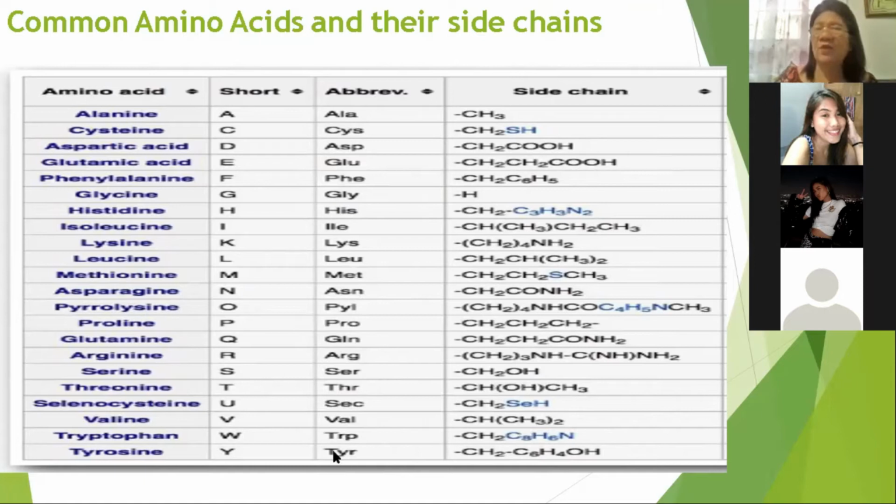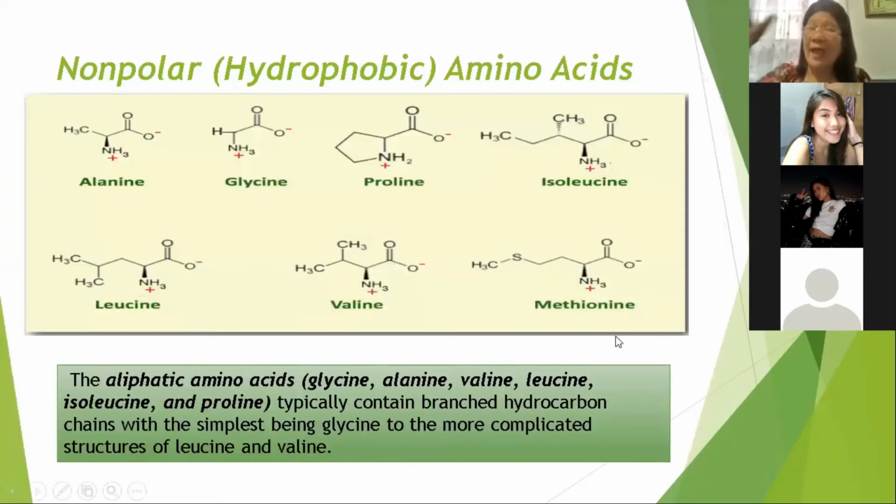Okay, so you have now met our common amino acids with their abbreviations, the short abbreviations, and the components of their side chains. Okay, that's it. You are going to memorize this because we'll be having a quiz next meeting. Probably, sige lang, sa next pa. Okay, so, di ba, atong itagsa-tagsa.